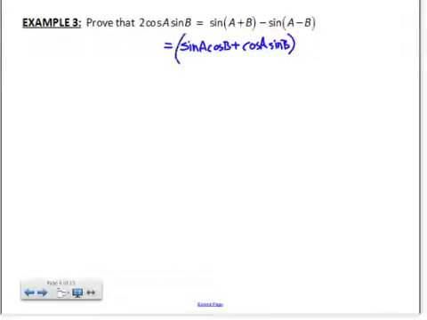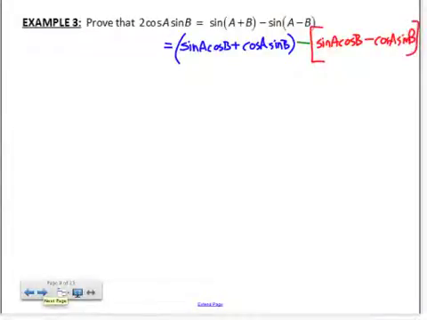That's the first part. Then we're going to subtract the sine of A minus B, which is the sine of A times the cosine of B minus the cosine of A times the sine of B.